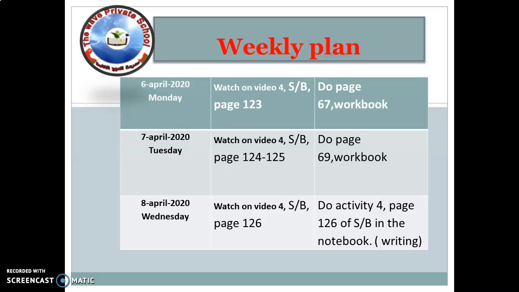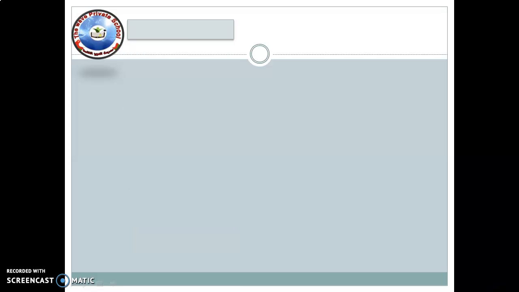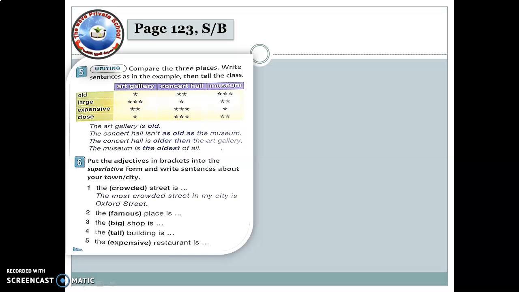Our weekly plan covers these pages here, and then here the workbook and some additional writing in the notebook as well. On page 23 of the student's book is the comparative and superlative degree of adjectives, or describing words. Now on activity 5, which is writing sentences, you're going to compare the three places: art gallery, concert hall, and museum. Then write sentences as in the example right here.